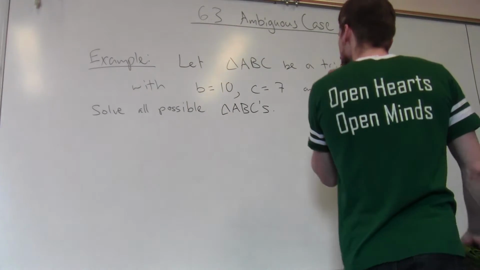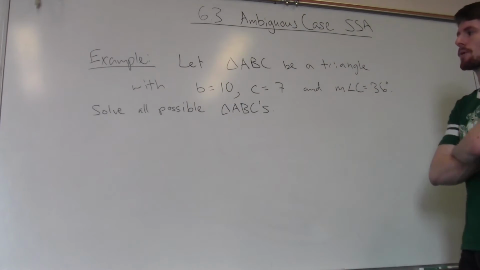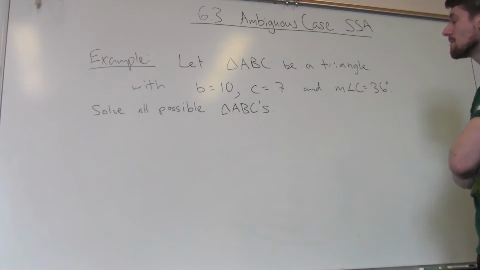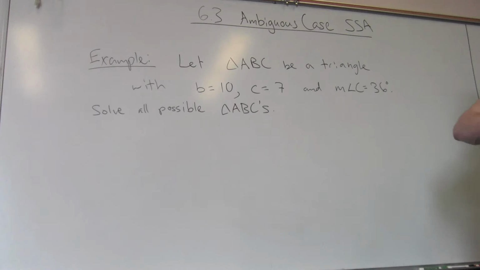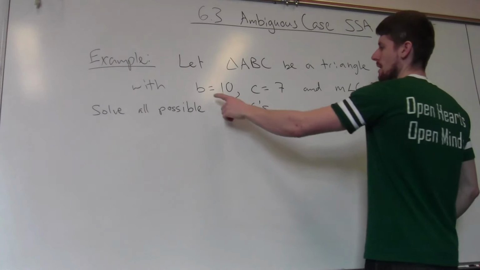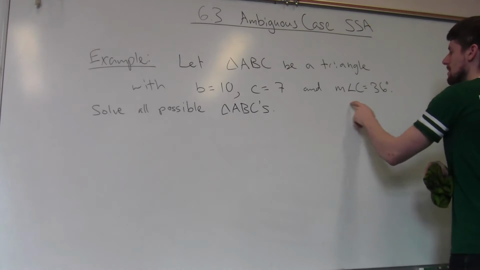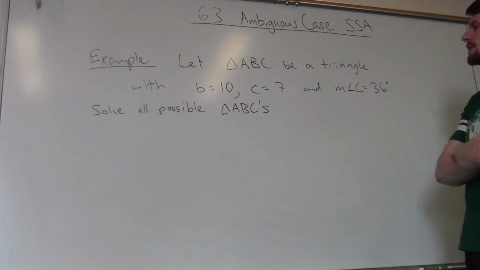Okay, now we're going to do an example problem where we solve a triangle that is a side-side angle. So I'll read the problem to you. It says, let triangle ABC be a triangle with b equal to 10, side c equal to 7, and the measure of angle C equal to 36 degrees.